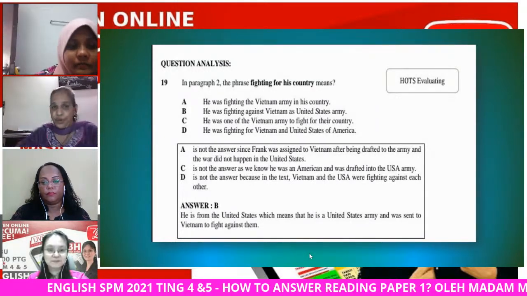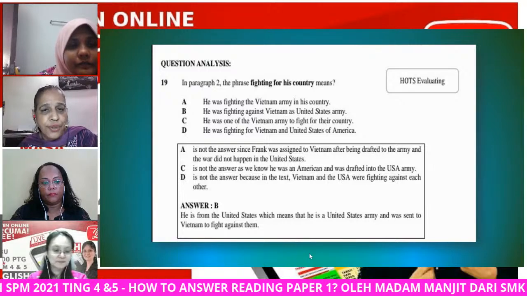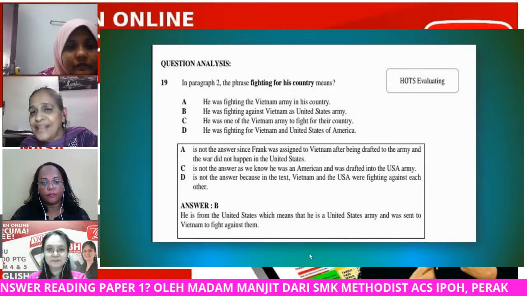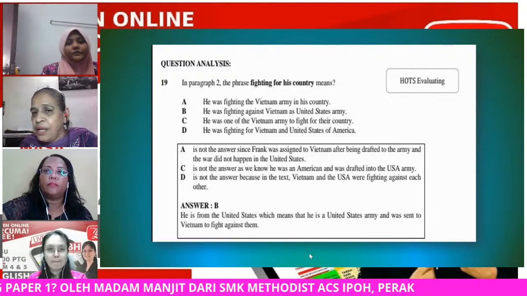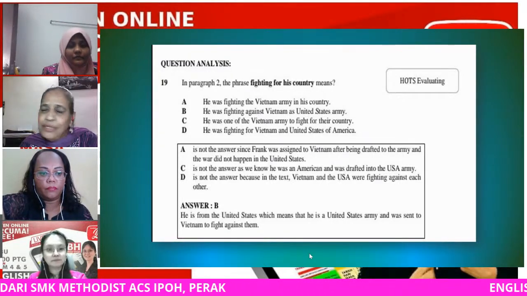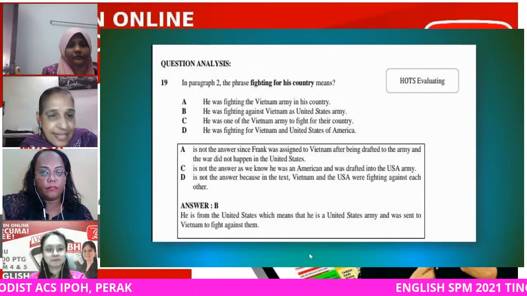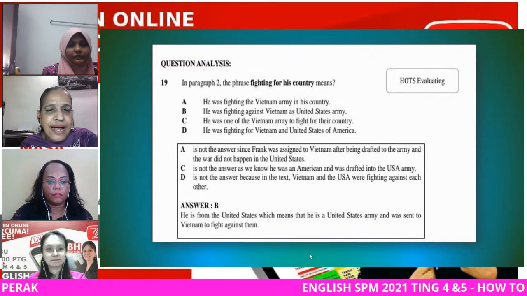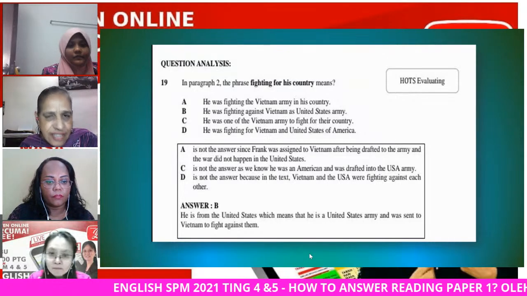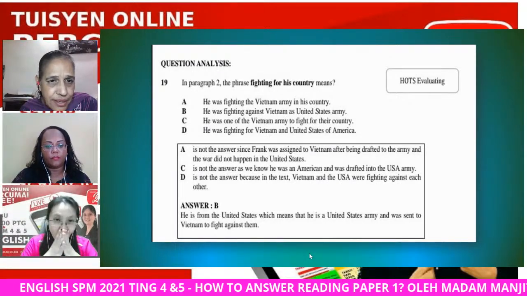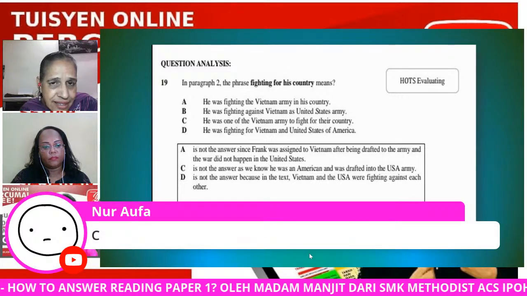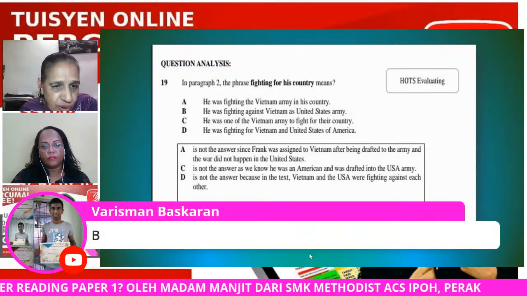C is wrong also. It's not the answer as we know he was an American and was drafted into the USA Army. They will join this USA Army and then they will go and help under United Nations. Okay, D is also wrong. Why? It's not the answer because in the text, Vietnam and the USA were fighting against each other. This they never mentioned. Did they mention that or not? Vietnam and the USA were fighting against each other? Did they mention? None. So the correct answer is B.